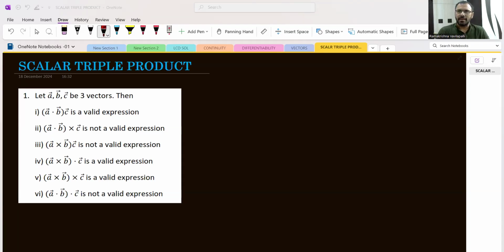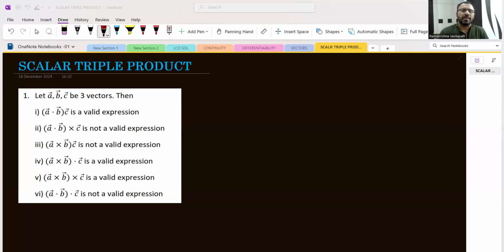I will explain each and every concept of scalar triple product. In fact, what kind of operations can be applied between two vectors? Between two vectors, we can apply addition, subtraction, dot product, and cross product. Writing two vectors side by side is not a valid expression, or applying dot or cross between scalar and vector are not at all valid expressions.